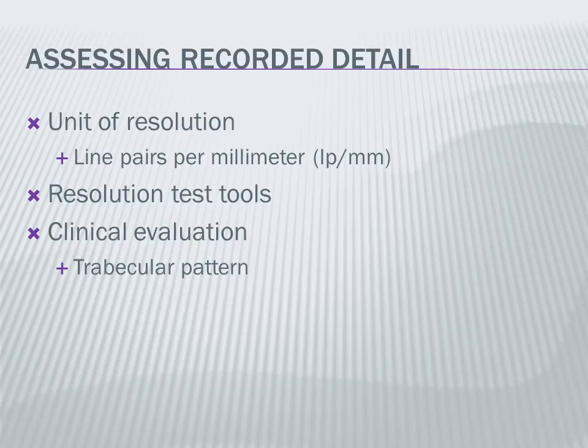For clinical evaluation, we use a tabular pattern. Smaller structures are easiest to examine, and we're looking at bony trabecula. It's a guidepost to image resolution.